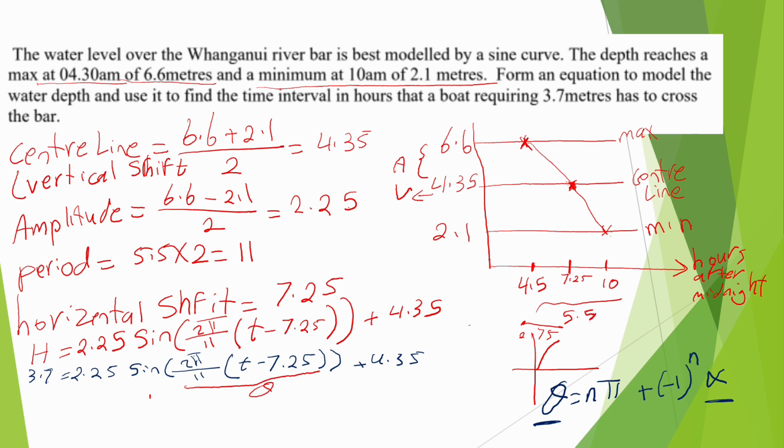So I'm going to rearrange. So I have sine inverse. I'm just going to put the number straight away. I've done it in the calculator. So it's 3.7 minus 4.35, and then you divide by 2.25. I'm just rearranging, and that's negative 2.89 equal to theta, which is 2 pi over 11 open bracket t minus 7.25 close bracket, and yeah, that's it. Get to the next one.